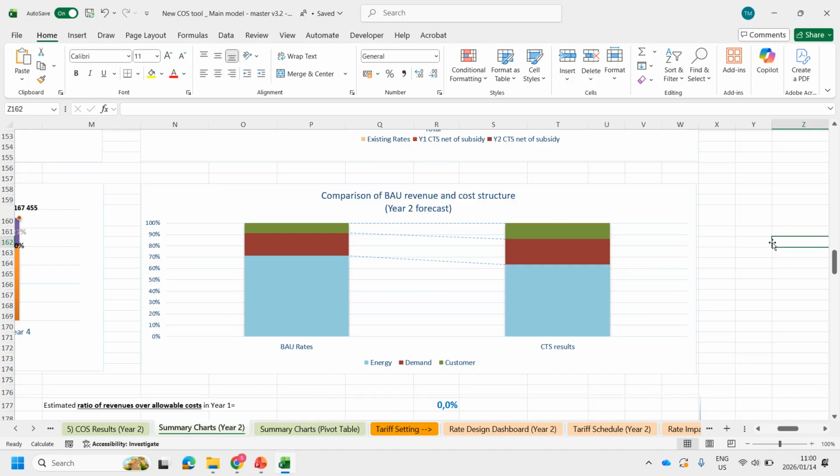So when we want to restructure our tariffs to align with our costs, this is the picture that we would hope to see, the alignment. But like we've already mentioned before, that is not always possible for all the different types of customers that you have.